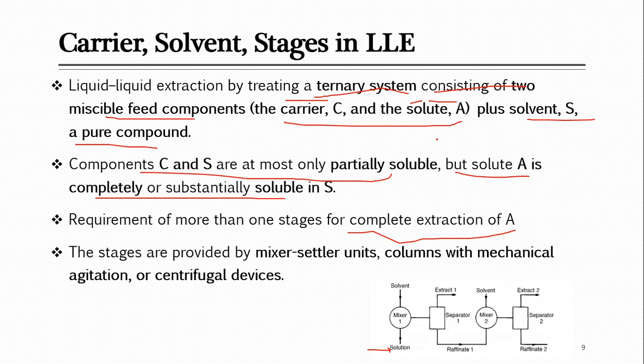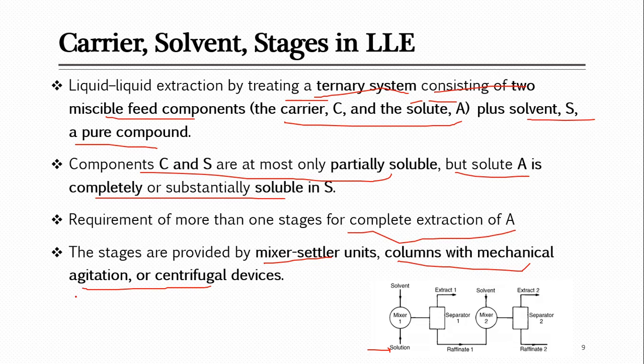These stages are actually provided by mixer settler units. A mixer settler unit means it will contain a mixer and then a settler. Like here you are looking at this, there is a mixer and then a settler, then another mixer settler, and so on. Sometimes we have columns with mechanical agitation or centrifugal devices.